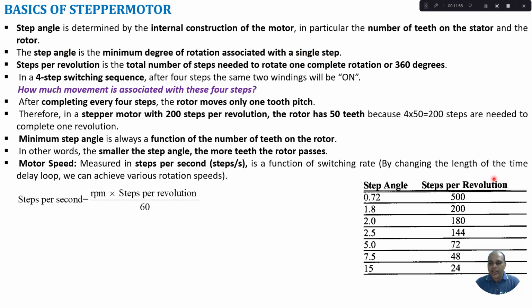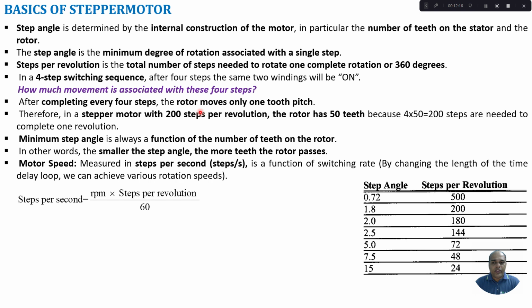So for example, if I have 500 steps per revolution, one revolution is equal to 360 degrees. If I have 500 steps in 360 degrees, then for one step, how much angle will it move? 360 divided by 500 gives about 0.72 degrees. So each step gives about 0.72 degrees of movement. In the same way, if the number of steps per revolution is 200, then 360 degrees divided by 200 gives about 1.8 degrees of movement.